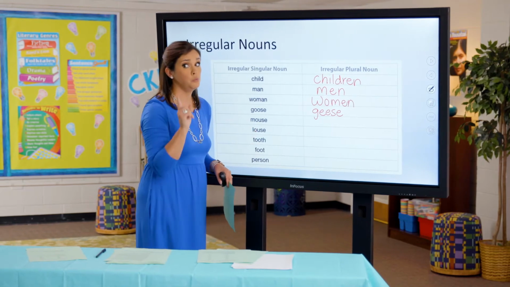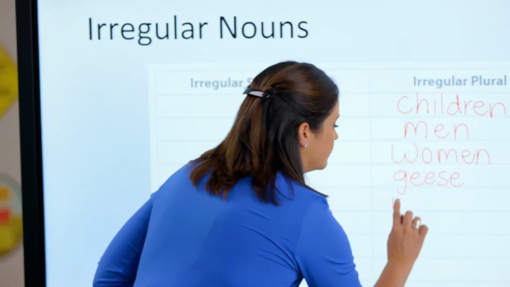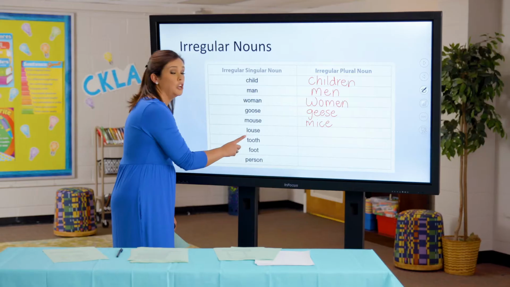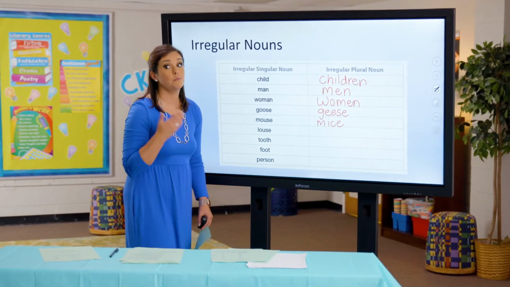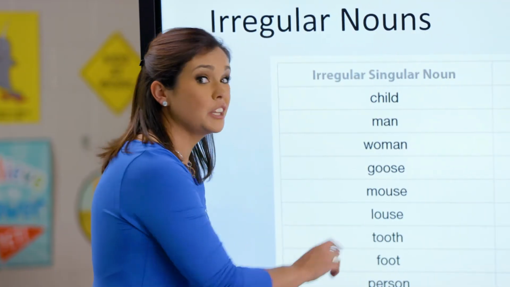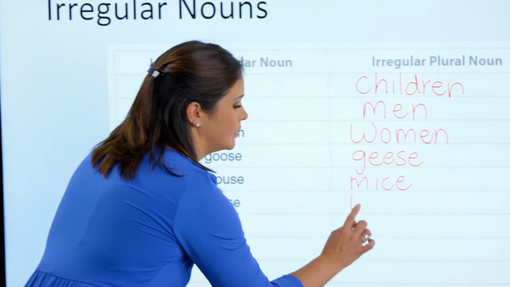What about more than one mouse? Mice. You may have never seen this word before. The word is louse, and most of the time we hear the plural form of this word because there's so many of them. But these are little bugs, and the plural form is lice.